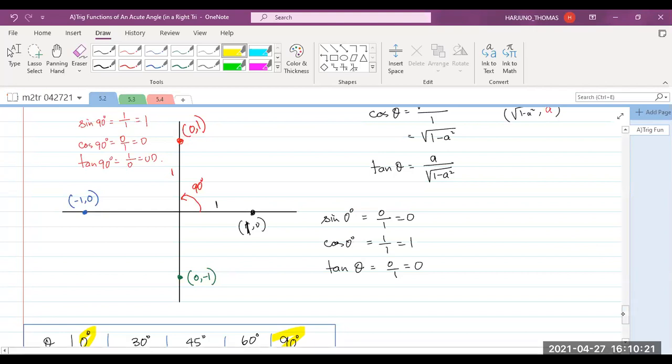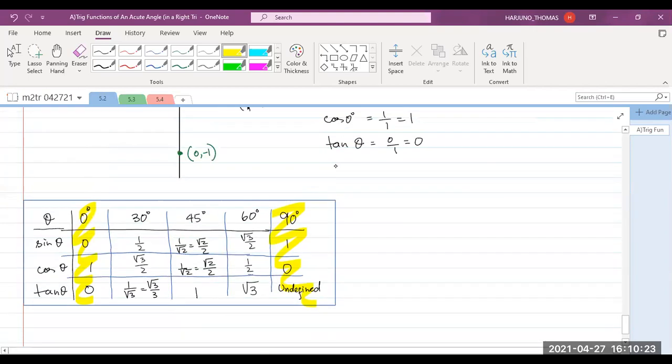Okay. This is the last one you need to memorize. Let me leave it there. I need you to copy that. And I need you to memorize that by Thursday. Memorize by Thursday.